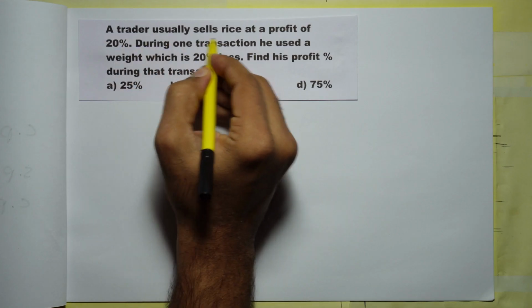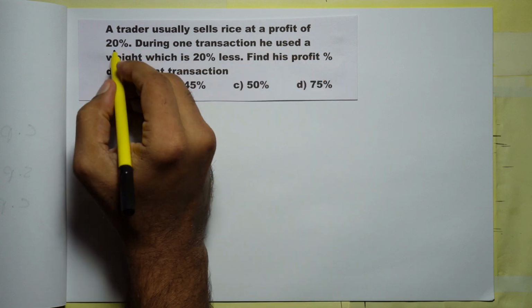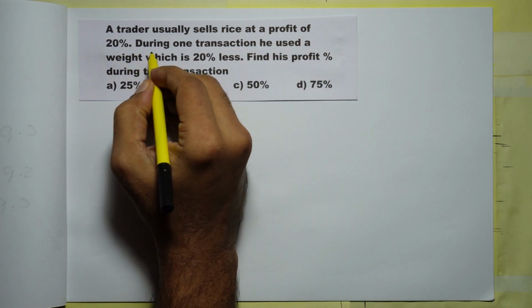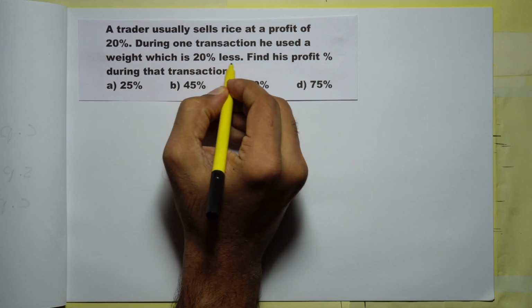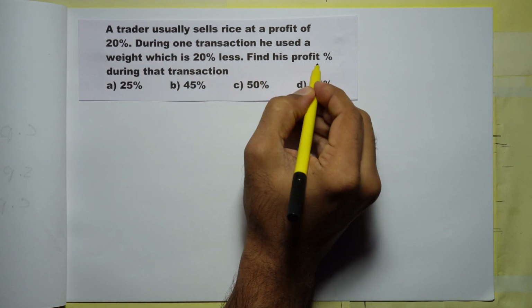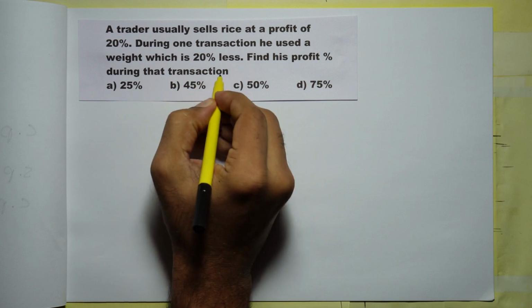A trader usually sells rice at a profit of 20%. During one transaction, he used a weight which is 20% less. Find his profit percentage during that transaction.